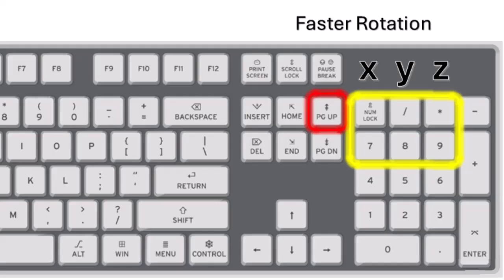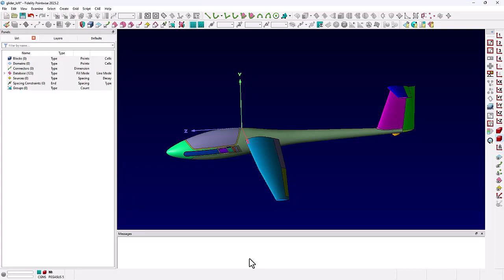The last combination is to hold down the page up key while using any of the rotation keys, and that will just speed up that rotation over its normal speed. So let's just look at a quick example. This is the Nita glider example that I have up, and you can see the axis orientation there. I have the z-axis kind of going along the streamwise direction.